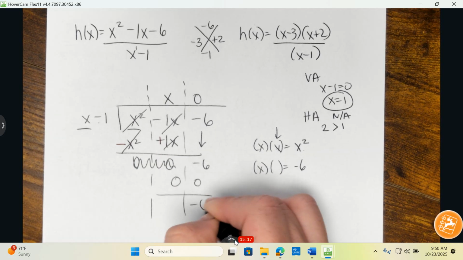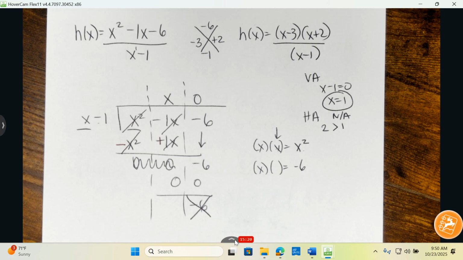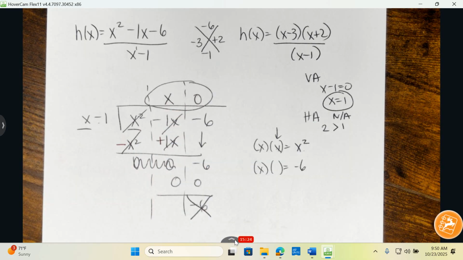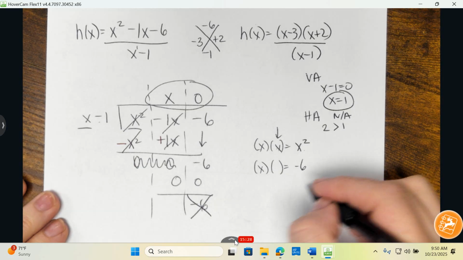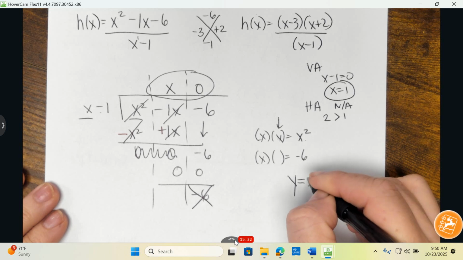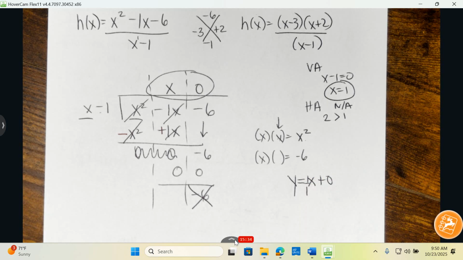My remainder is negative 6, but we don't care about remainders. What we care about is what I have on top. That's going to determine the equation of the slant, also known as the oblique asymptote. So the slant asymptote is y equals x plus 0.